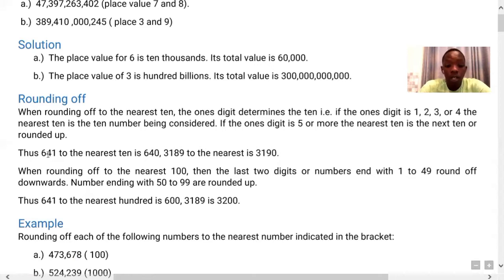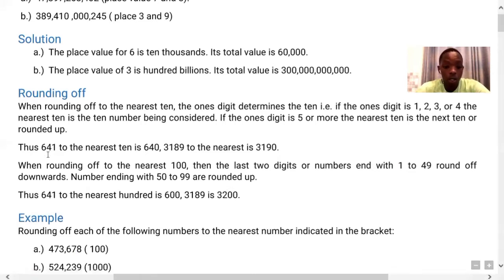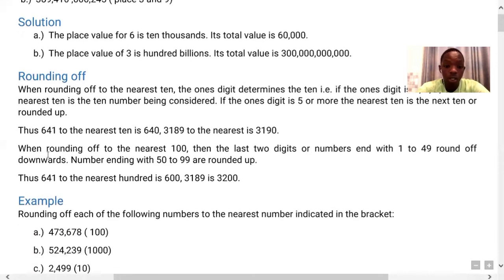So when rounding off to the nearest 100, we focus on the last two digits of the number. Those ending with 1 to 49 round off downwards. So same thing here. This is below 50, it's 49 and below. So you're just going to make these two 0 and not add anything to the coefficient, which is 6. But in this case, since it's above 49, that's 50 plus, you're going to make this 0 and add a 1 to the 1. So you're going to have 32,000.